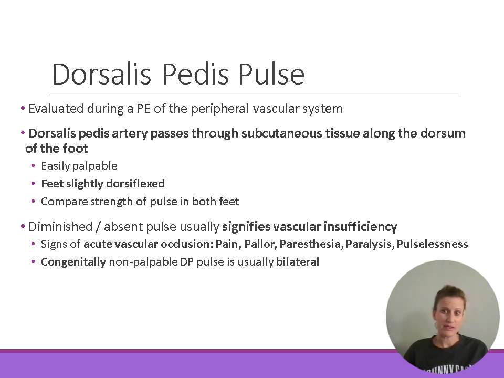The dorsalis pedis artery, technically, passes from the extensor retinaculum of the ankle, like the fibrous tendon that wraps around the ankle, to a point just lateral to the extensor hallucis longus tendon. The easy way to say where it is, it just goes along the top of your ankle. So as you go across the ankle and down towards the foot, that's where the dorsalis pedis artery is. It goes through the subcutaneous tissue along the dorsum of the foot.